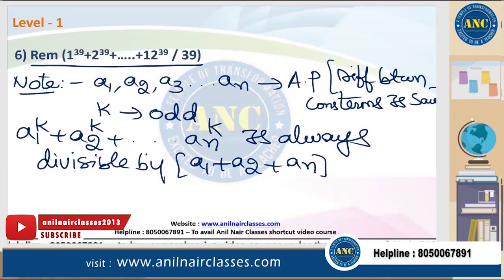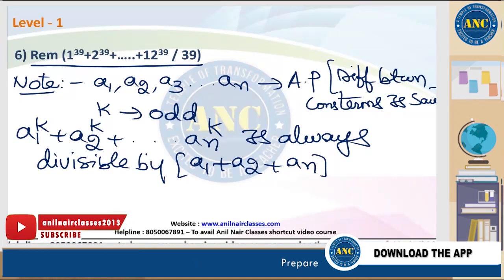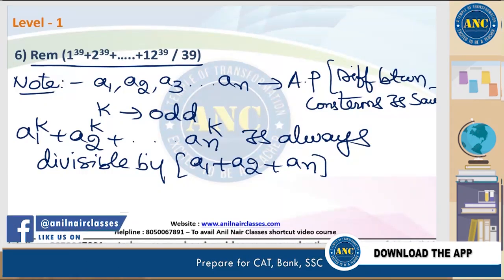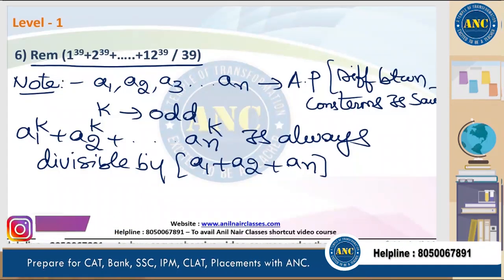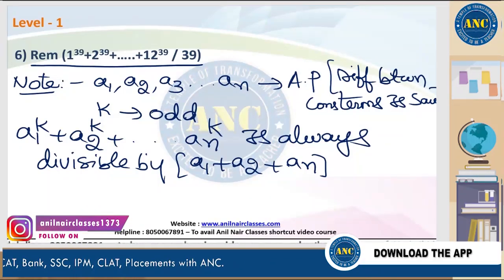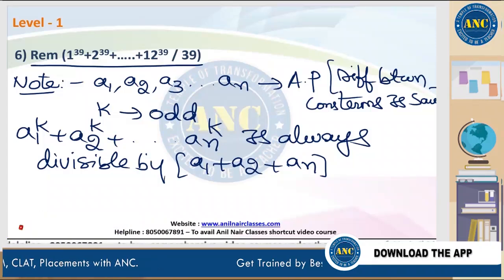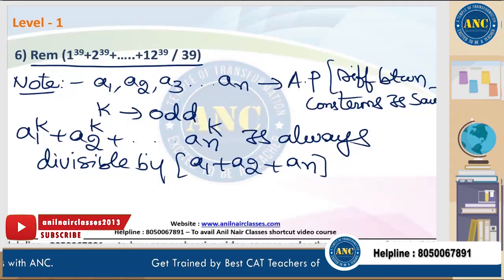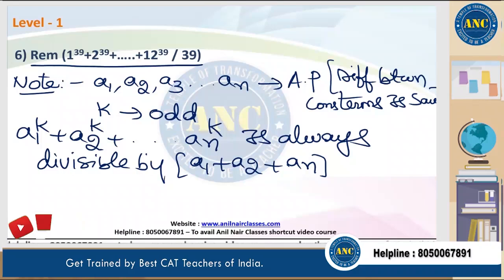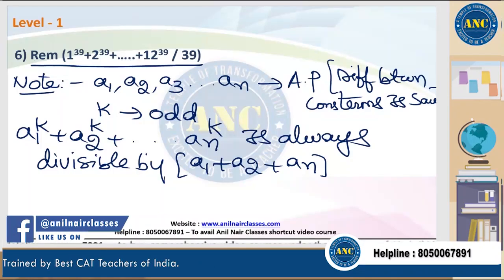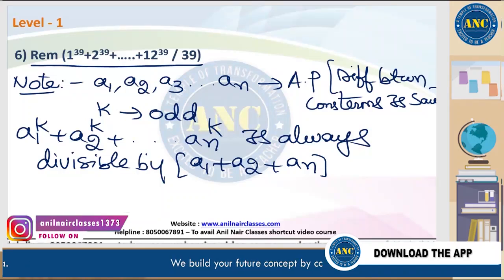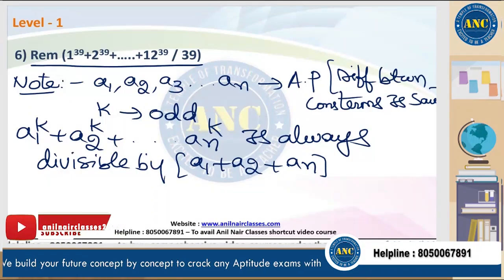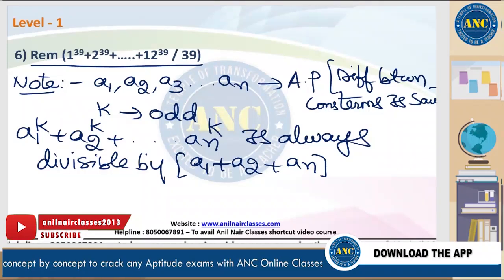And so on up to an. Please write down: only if the power is an odd number and the base terms are in AP. AP means 1, 3, 5, 7, 9, where the difference is 2. Or 2, 5, 8, 11, 14, where the difference is 3, which is the same. If k is an odd number and the bases are in AP, then a1 power k plus a2 power k and so on an power k is always divisible by a1 plus a2 and so on up to an.